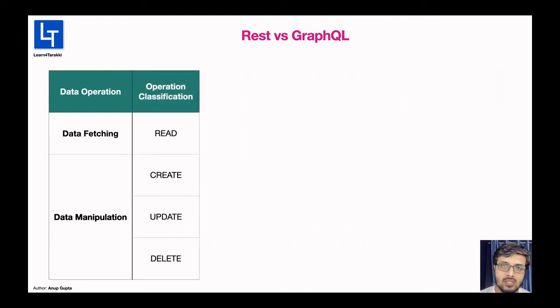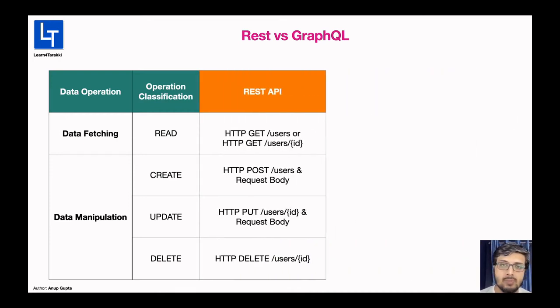The classification is, when we say data fetching, we normally say read operation. When we say data manipulation, we say create, update and delete. Now how does this fit in the REST API world? In the REST API world, for the read operation between these two systems, we need HTTP GET along with the endpoint. And if we talk about the manipulation, REST API says we need HTTP POST for create, HTTP PUT for update, and HTTP DELETE for delete.